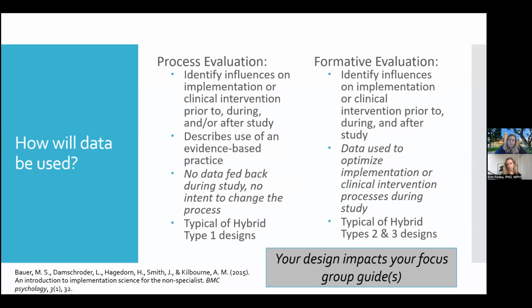we're using focus groups, depending on the design as to when data is going to be collected, how that data will be used. And so we just want to remind folks that your design is going to impact how you think about your focus group guide and how you think about the timing of data collection, your sampling approach, etc.